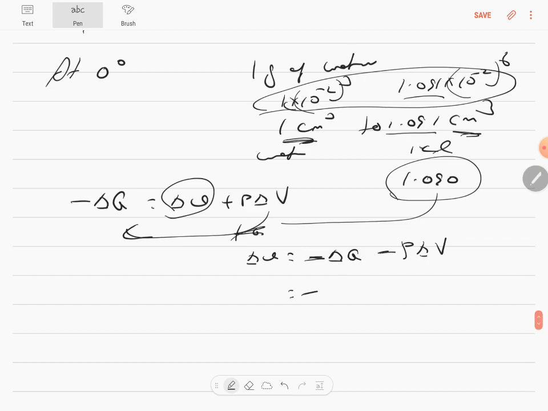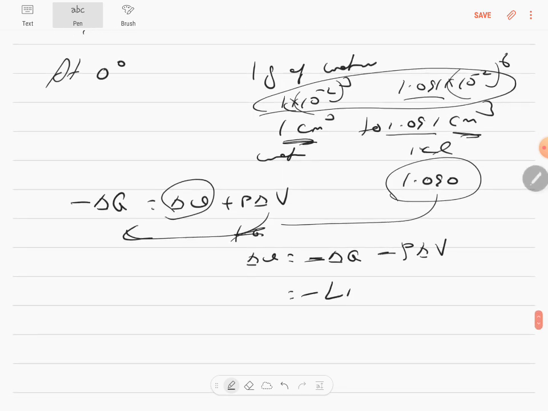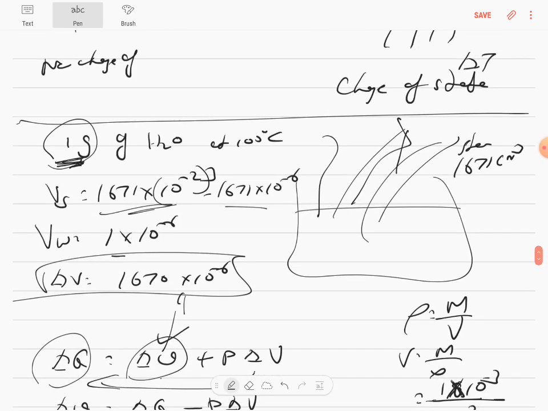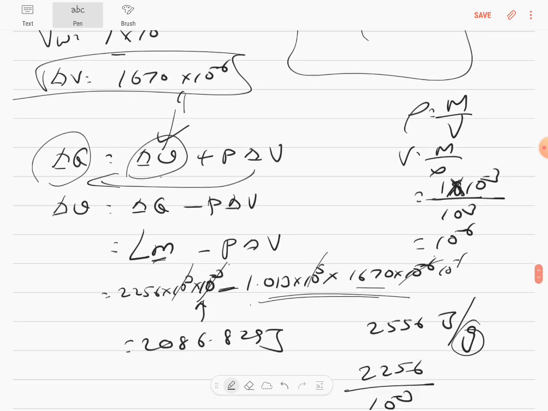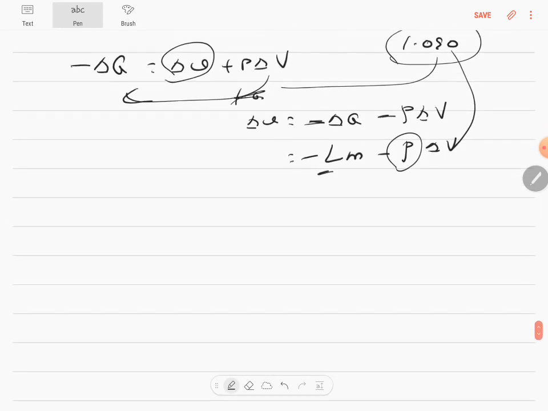This involves again 0 degrees Celsius. Until all the water freezes into ice, or until all the ice melts into water, it's going to remain at 0 degrees Celsius. So latent heat into M minus P into delta V. You know delta V from here, you know pressure 1.013, atmospheric pressure. This is known as latent heat of fusion. The latent heat that was specified in the earlier sum was latent heat of vaporization, but here it's freezing, so latent heat of fusion.